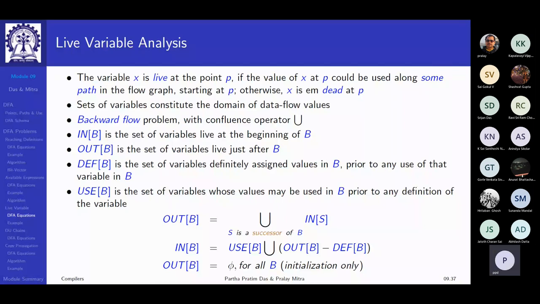So I'm going from this point onwards till the end of the program. Naturally, the set of variables constitute the domain of data flow values. Now, how do I talk about the future? So what I do is, now I do a backward flow analysis.